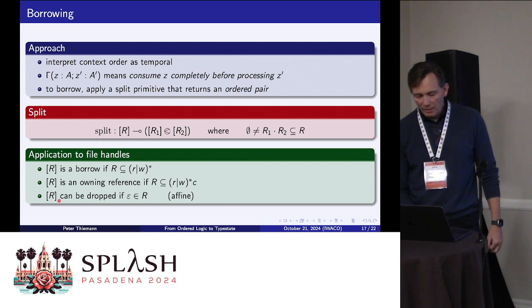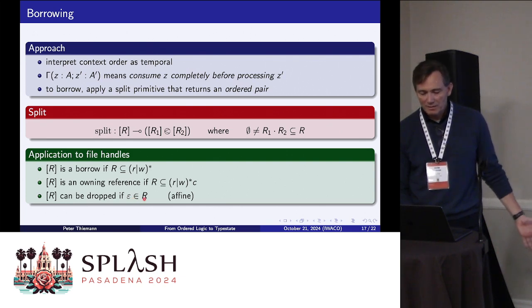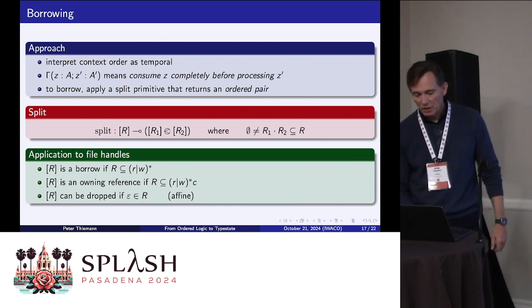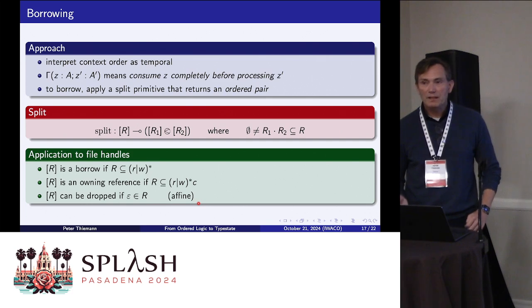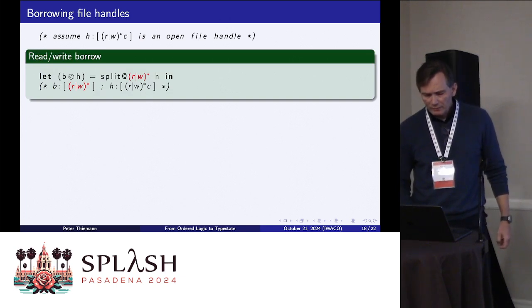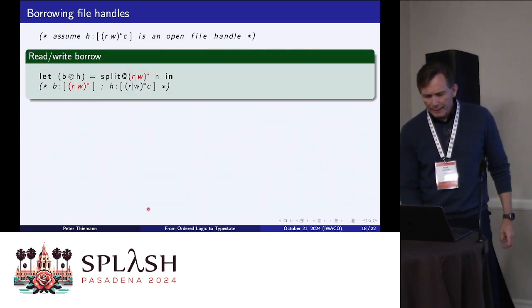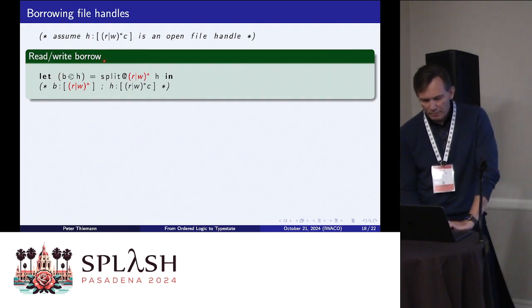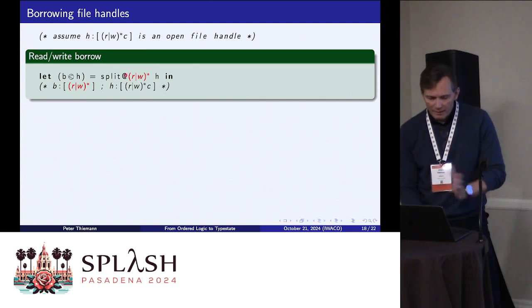Moreover, it can be dropped, so the handle can be dropped as soon as epsilon is an element here, because that means, as soon as epsilon is in the handle language, then it's an affine reference, and if you don't use it anymore, then you can just get rid of it. So here I have a couple of examples. So here I'm assuming I have an open file handle. I have to look a little bit at the time, I guess. And if I split it in this way, so here I'm annotating it in order to make it more explicit.